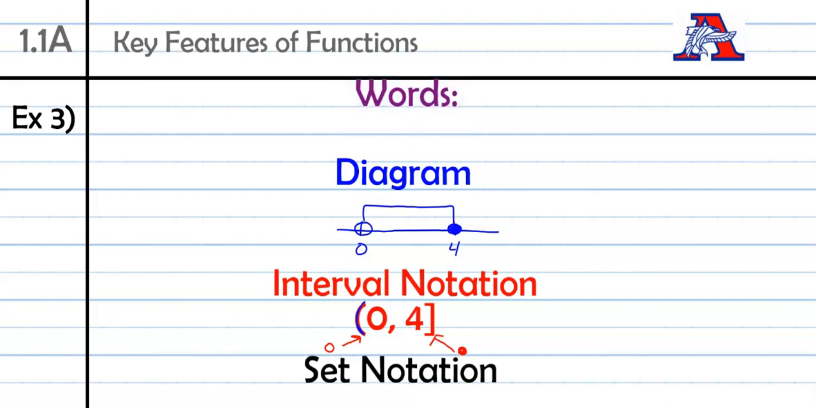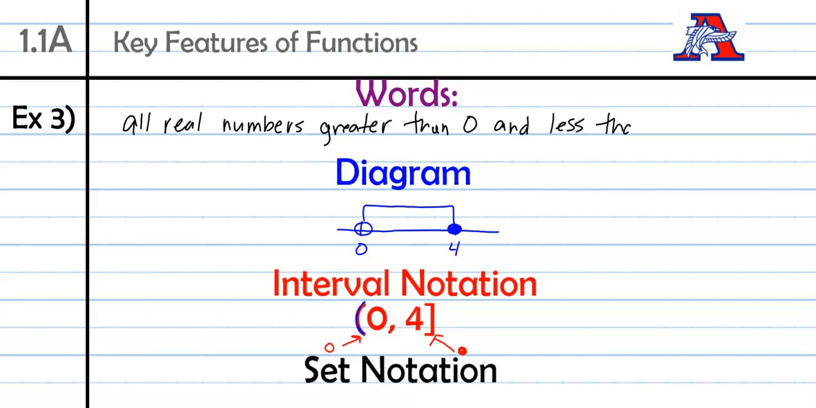For words, that would be all real numbers greater than 0 and less than or equal to 4. Okay, writing that is kind of annoying, but that's okay.